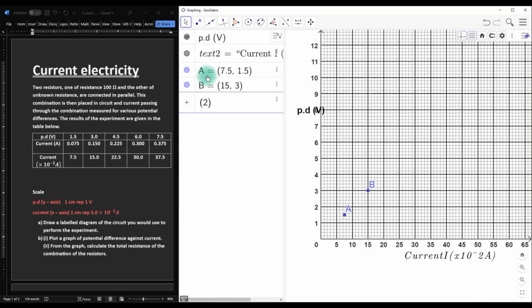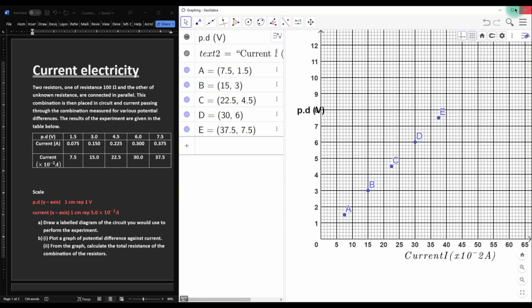When current is 22.5, potential difference is 4.5. When current is 30.0, potential difference is 6.0. Then lastly, when current is 37.5, potential difference is 7.5.